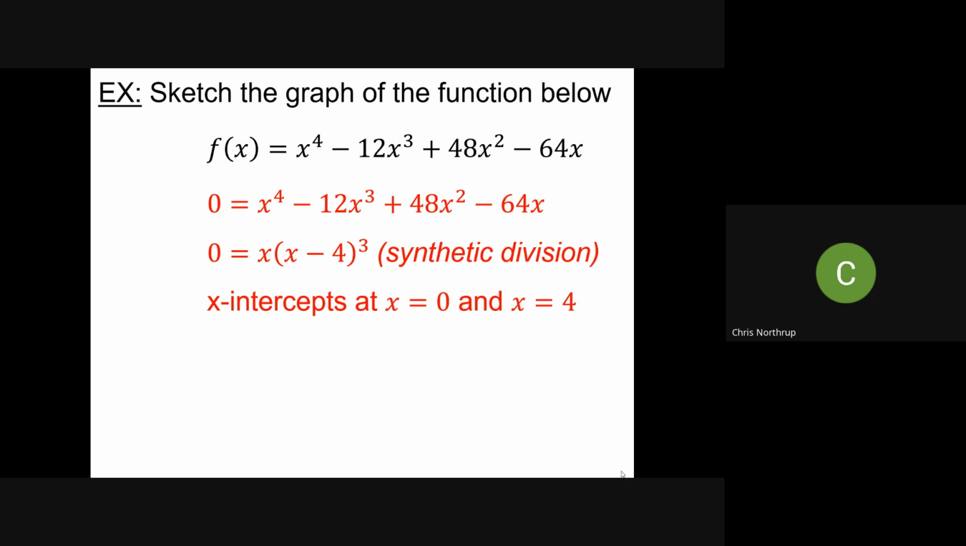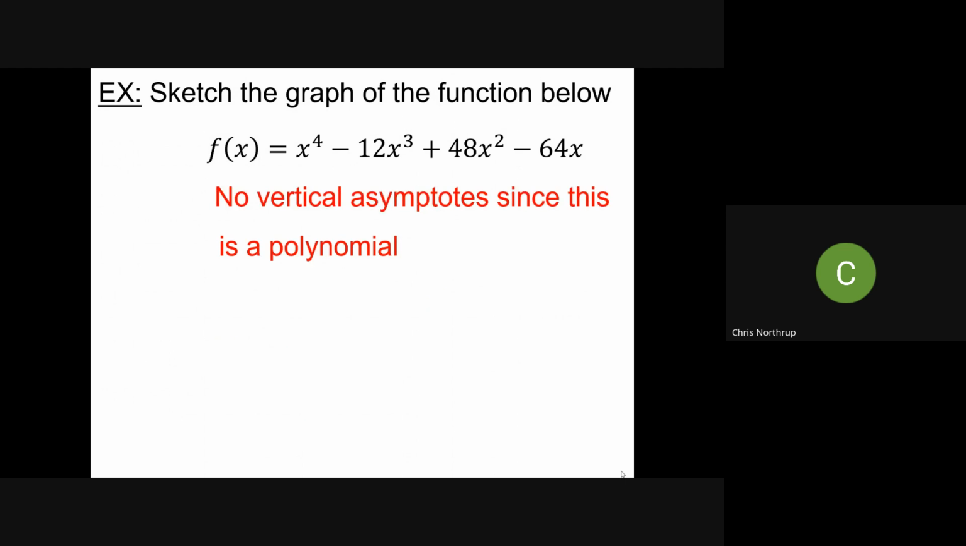Remember, to get your y-intercepts, you set x equal to 0. Kind of makes sense that if x equals 0 is an x-intercept, then it should also be a y-intercept, since that's where the axes meet. So now let's go ahead and find asymptotes. Well, since this is a polynomial, it does not have any vertical asymptotes.